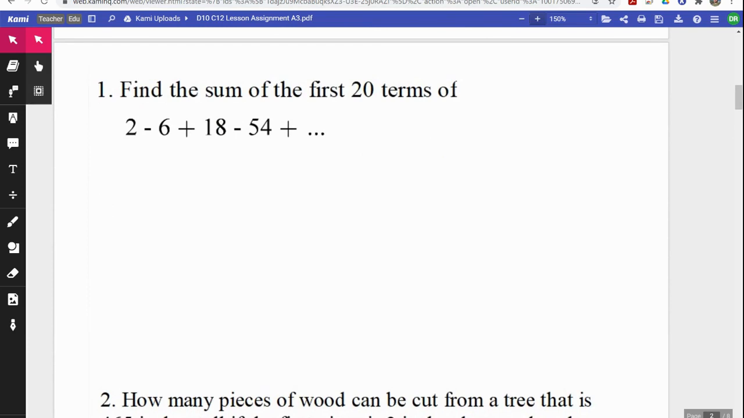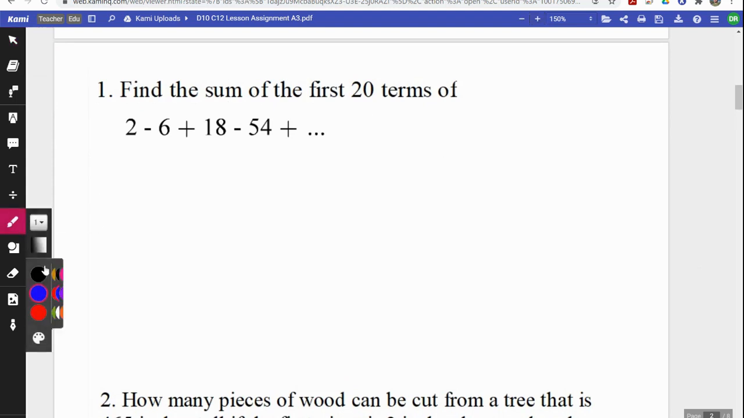So in order to do this, we need to know what type of situation we have. One, it's a sum, so we're looking for a series. The first 20 terms, that's helpful. We know that n is going to be 20. And then we kind of need to know some other things. This is a sub 1. That's nice.